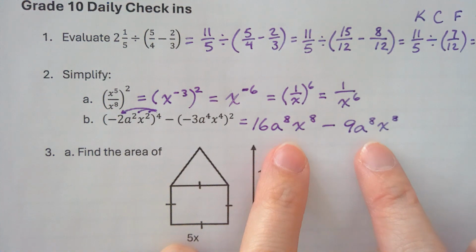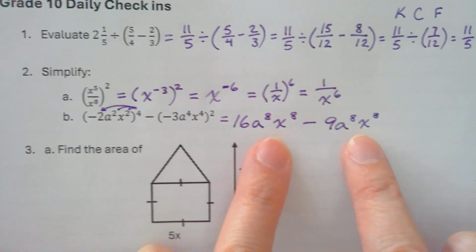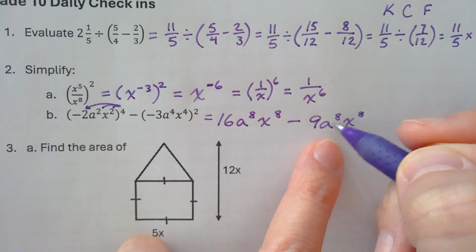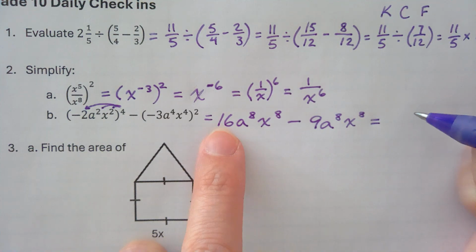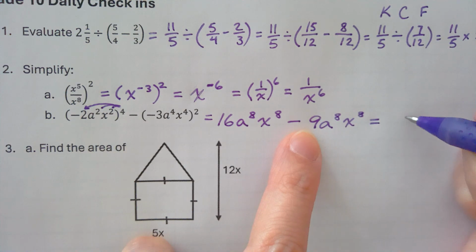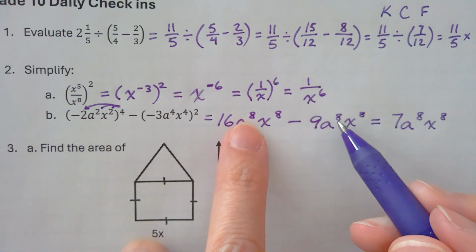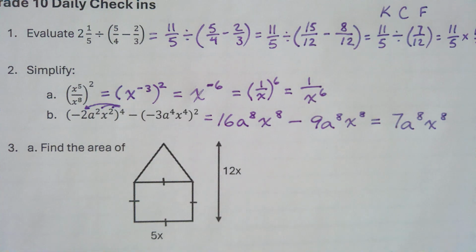You can pair like terms. Yeah, they are like terms. So notice here is a to the 8, x to the 8, a to the 8, x to the 8. So they're the same thing. So 16 minus 9, you get 7. So 7 a to the 8 x to the 8. Don't change the exponents. It stays as is because you're just grouping the like terms together.